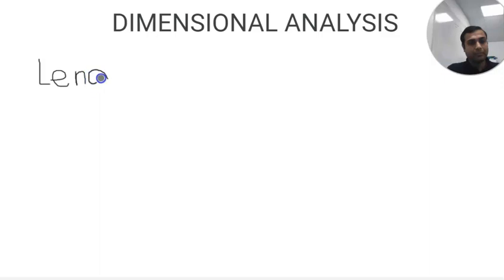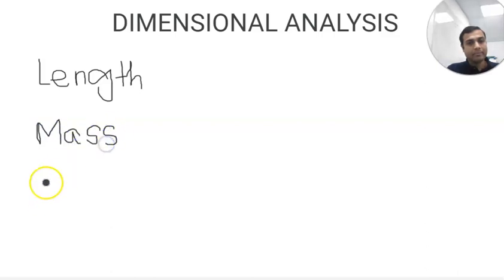Okay, so today we are going to be doing dimensional analysis. What is dimensional analysis and how do we do it? The very basics. First, we look at the three basic dimensions: length, mass, and time. These are the three basic dimensions.